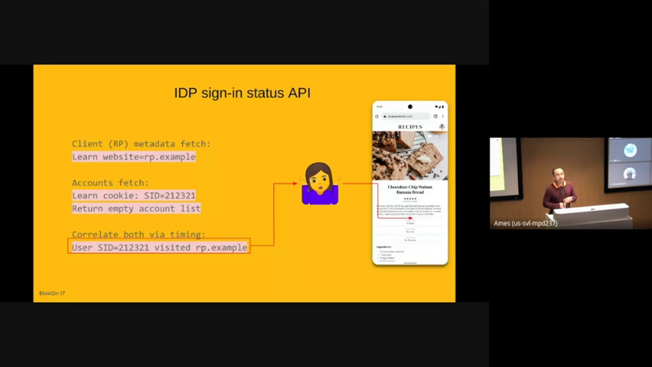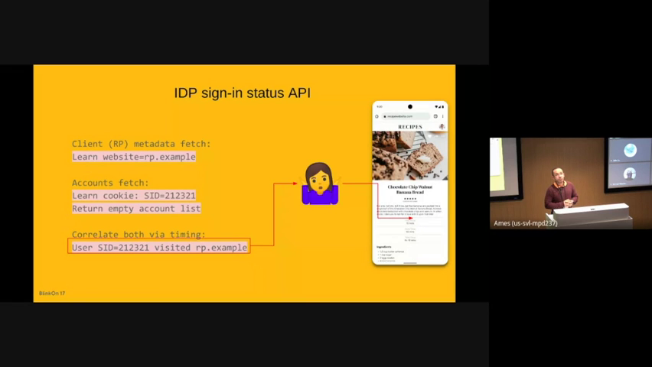In particular, there are two fetches relevant here. The client or RP metadata fetch, that is what fetches the privacy policy and terms of service. And of course, that requires telling the IDP who is the RP, right? Then the other important fetch is the accounts fetch. Obviously, to know the user accounts in the IDP, you need to send a credentialed fetch, right? You need to know the cookies from the IDP. So that one will be a credentialed fetch.